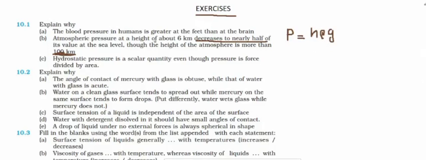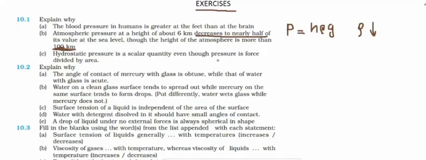But here the question says that it is not at 50 km, at 6 km itself, the pressure is decreased by half. What is the reason? So here, when the height increases, the density rho also decreases. So the sudden decrease in pressure is due to the decrease in density of air on increasing the height.